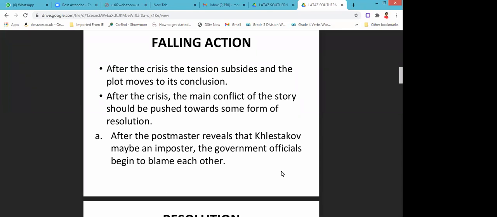This is where the main conflict of the story, any loose ends are tied up. Whatever conflict the protagonist and the antagonist shared, at this point, there must be revelation, there must be a resolution. For example, in The Government Inspector, after the postmaster reveals that Khlestakov may be an imposter, the government officials begin to blame each other. Who did what and who allowed this?